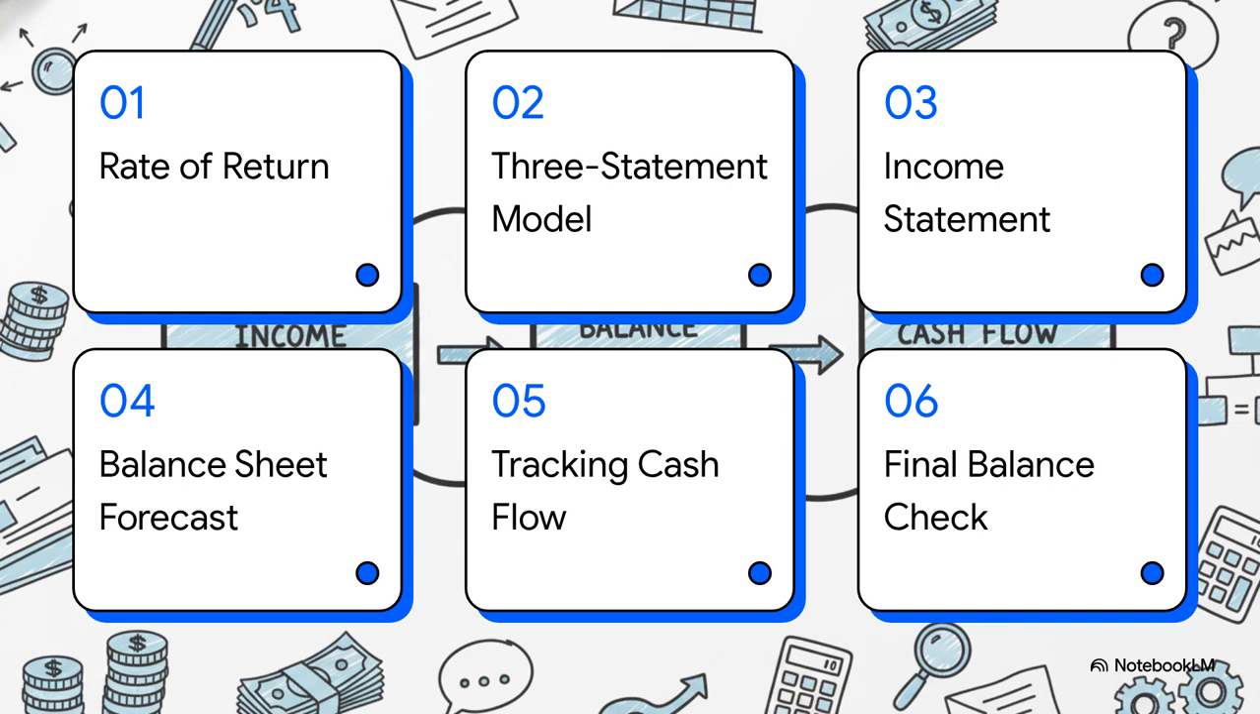Here's the quick blueprint of the machine we're about to build together. First, we're measuring rate of return. Second, the three-statement model. Third, building the income statement. Fourth, forecasting the balance sheet. Fifth, tracking cash flow. And finally, number 6, running that final balance check.